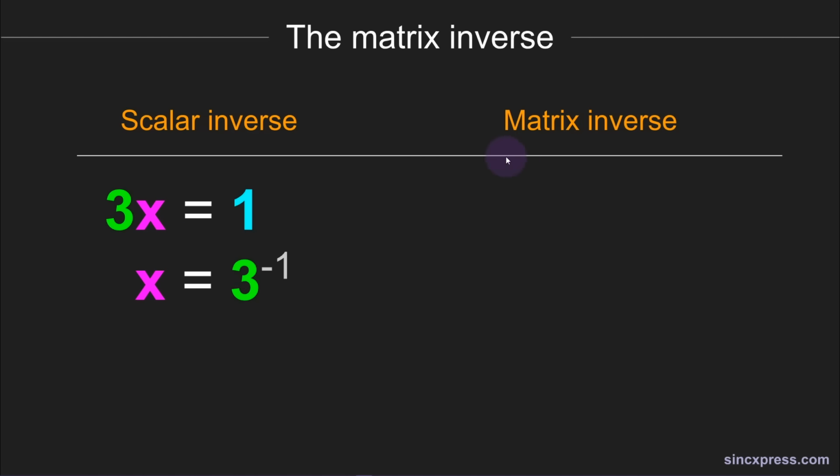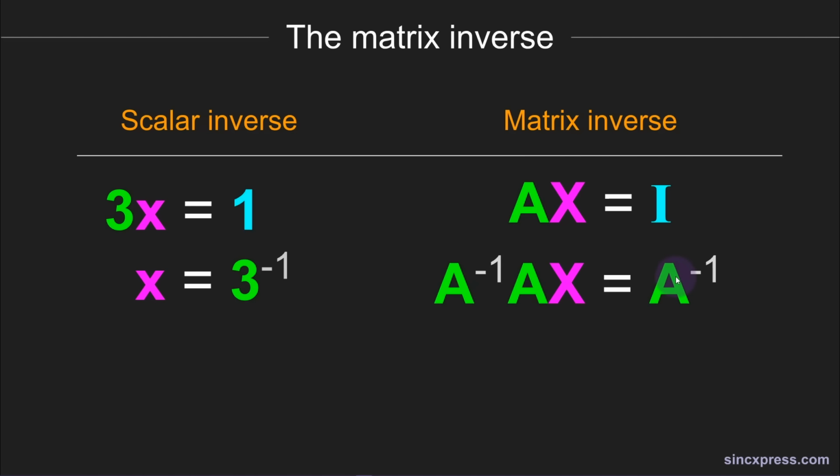What is the matrix version of this kind of equation? It looks like this. We have matrix A times matrix X equals the identity matrix. And remember I said earlier in this video that the identity matrix is the linear algebra equivalent of the number 1. So how do we solve for X? Well, we follow the same procedure here. I'm going to multiply both sides of this equation by A to the minus 1.